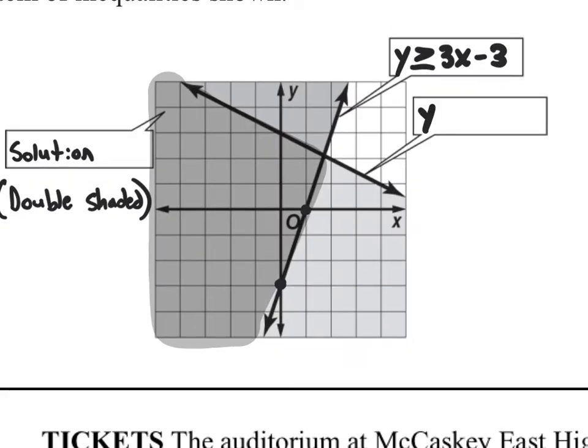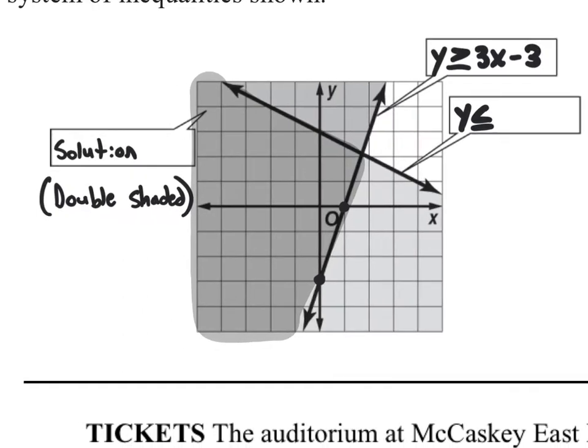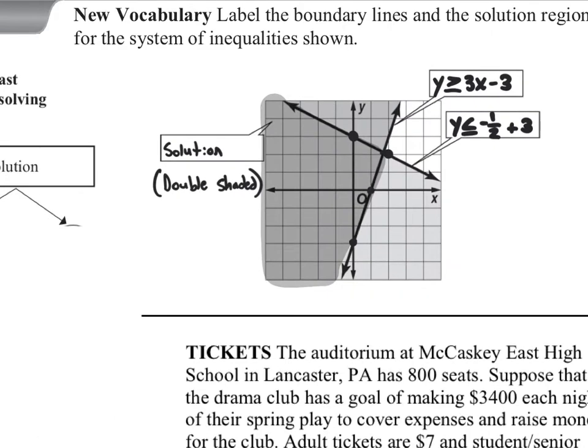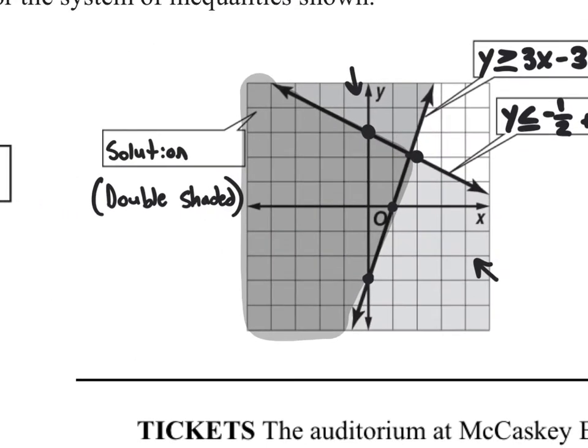Now for this one, we have a y is less than or equal to, because that double shaded region is below our line. And for that, it has a slope of down 1 to the right 2, so we have a -1/2, and then a y-intercept of 3. So what we'll ultimately be doing here is graphing two or more inequalities and figuring out the double shaded region. And you'll also have a single shaded region.